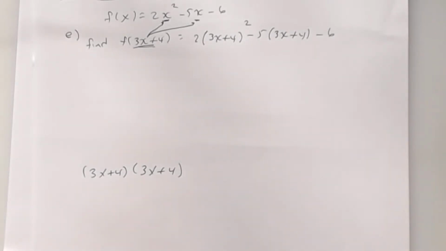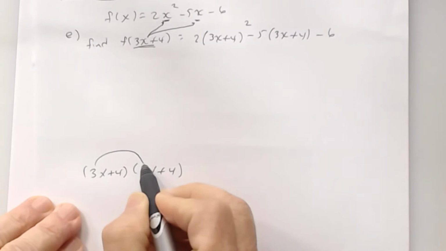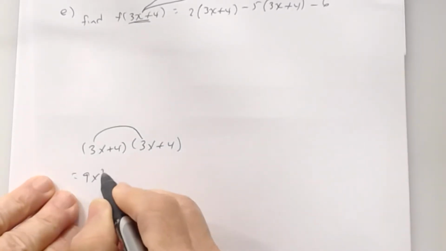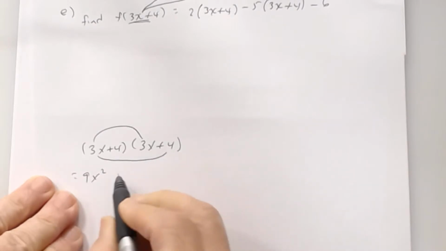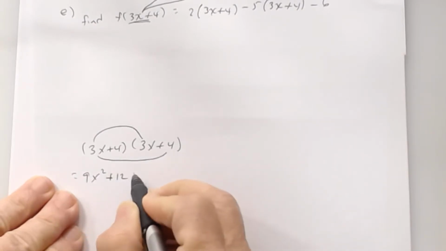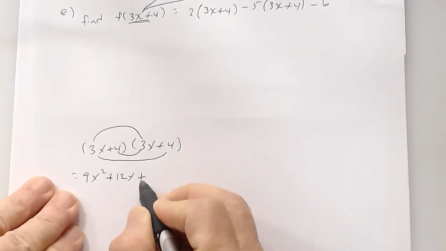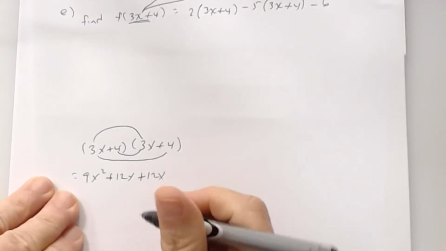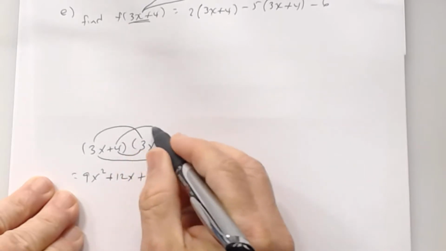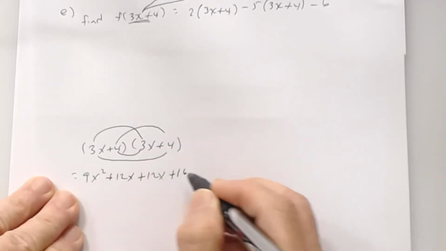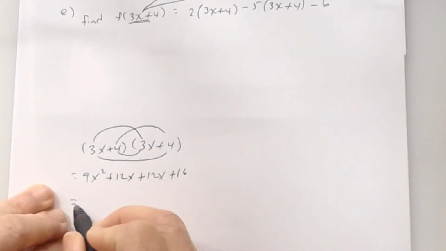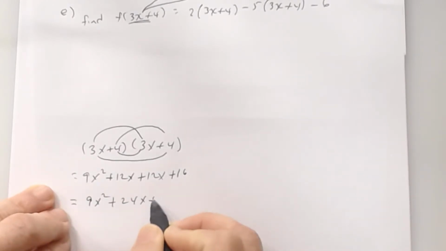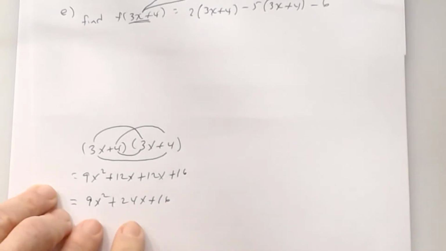FOIL. So what is 3x times 3x? 9x squared. What is the outer? 3x times 4? 12x. What's the inner? 12x. They better be the same because you're multiplying the same binomials. And then what's the last? 16. Combine like terms, what do you get? 9x squared plus 24x plus 16. Okay, good. So that's what I get here.